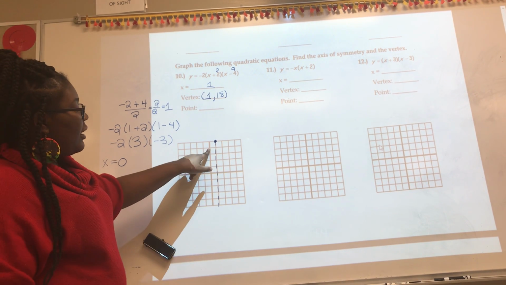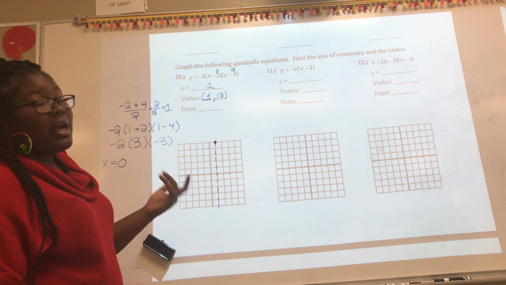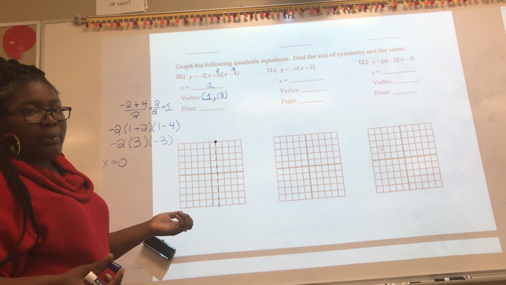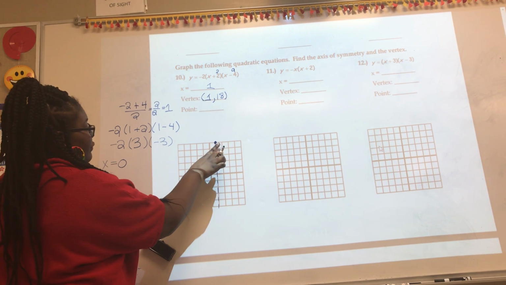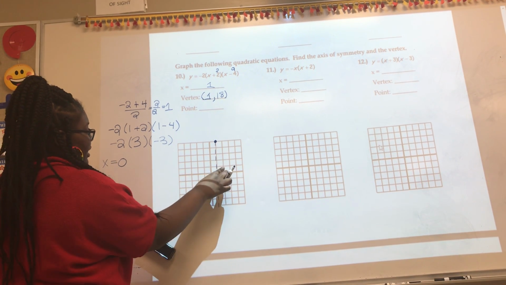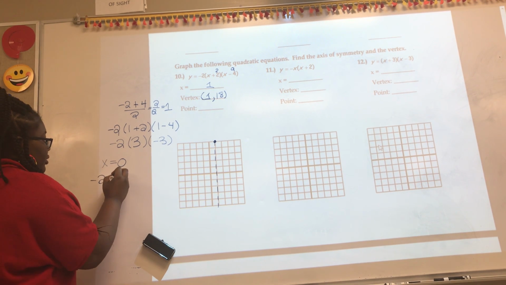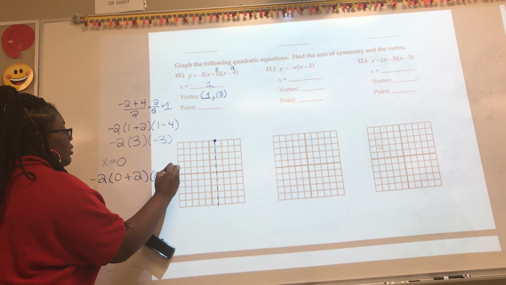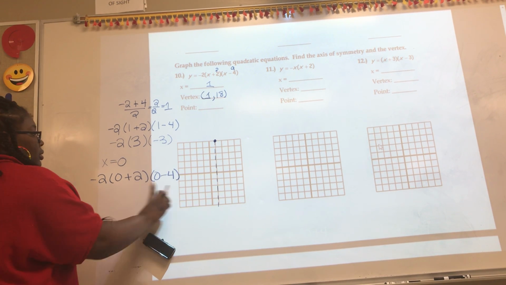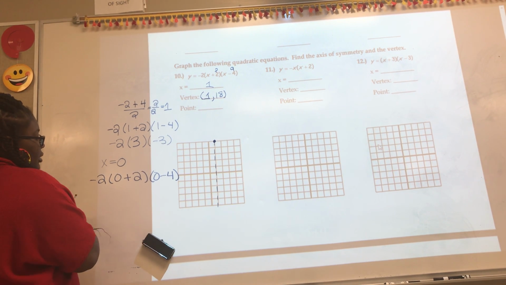Now I'm going to choose an x value on either side of the vertex so that I can make a parabola, because I need more than 1 point to make a graph. I chose x equals 0 because that's 1 away from where my vertex is, which is x equals 1. I'm going to plug in x equals 0 into my function. See, I replaced all the x's in my function with zeros.